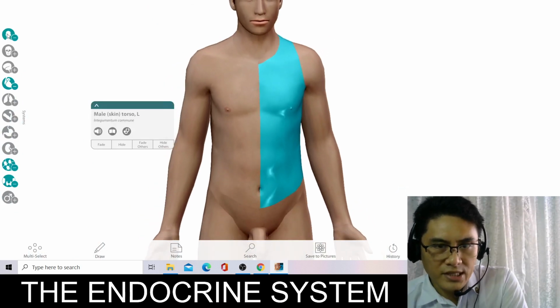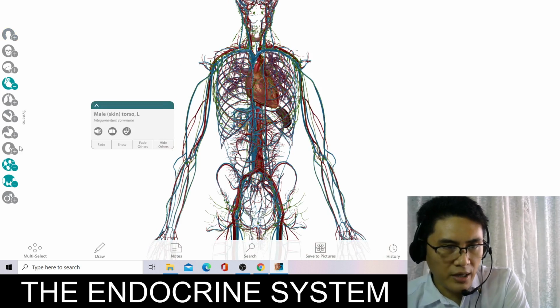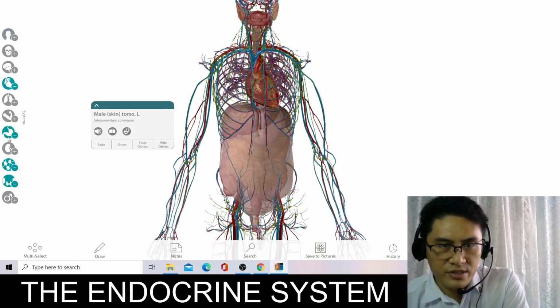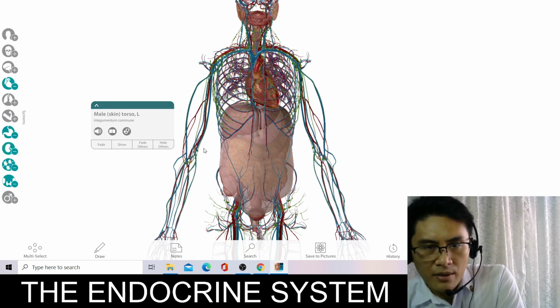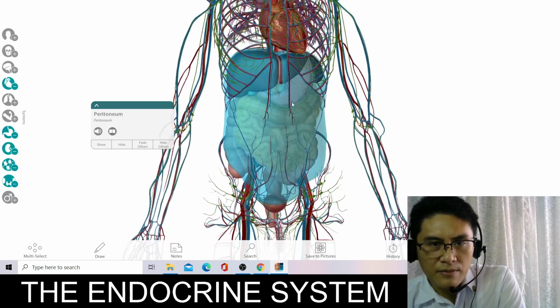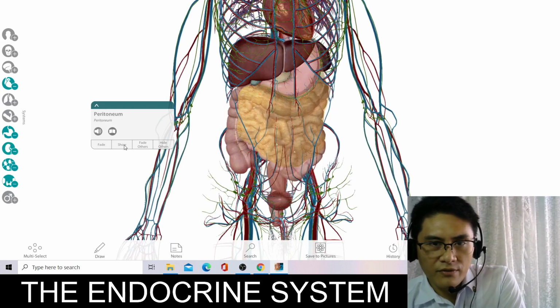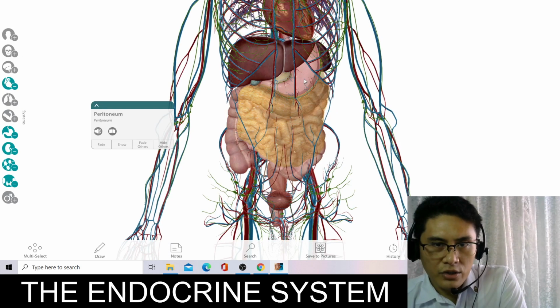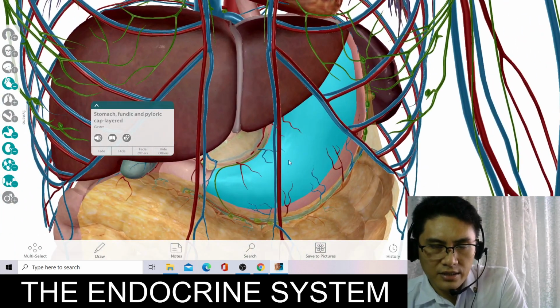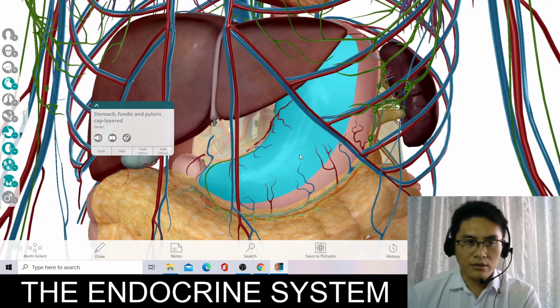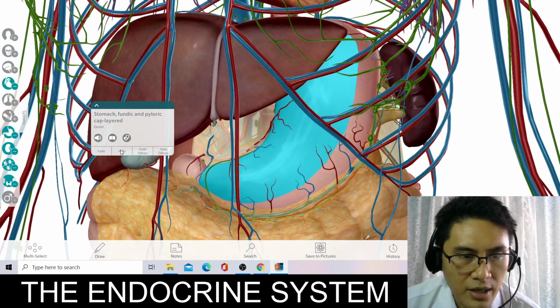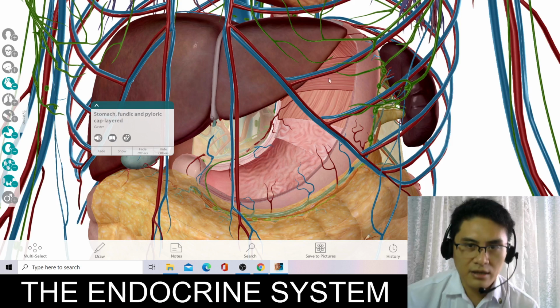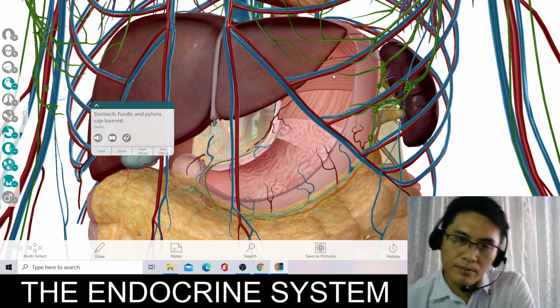If we remove the skin, and we bring in the digestive system for perspective, and also the urinary system. We zoom in here. We remove this fatty covering. You notice that this class is the stomach, right? So this is the stomach. You can hide, and you can see this striated muscles.